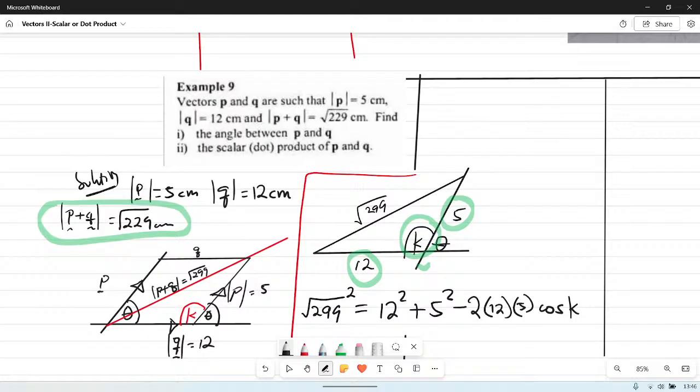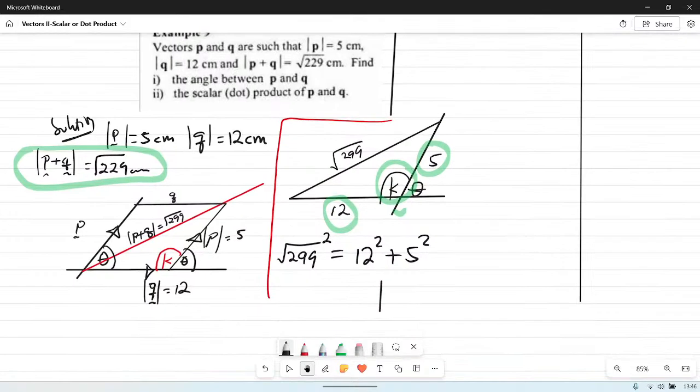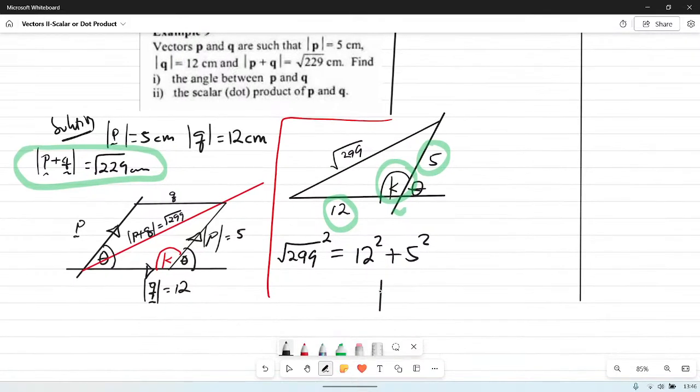Are you okay? Should I go over again? This one alone is just like Pythagoras theorem, right? But if I bring the minus, it means I'm going to the cosine rule. So minus 2 times 12 and 5, then cos of the angle between 12 and 5. Are we okay?